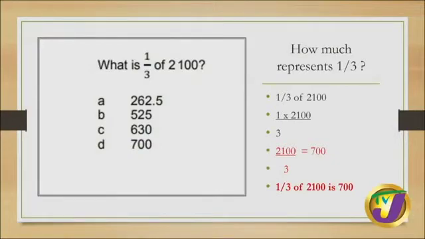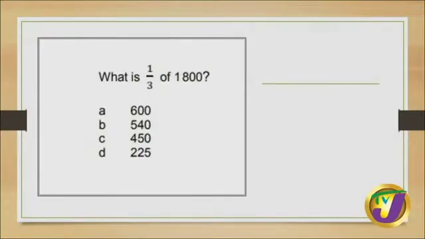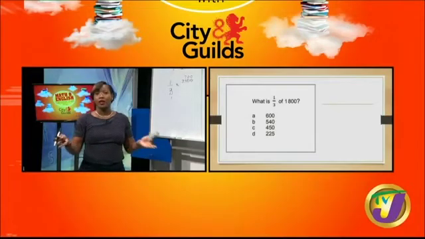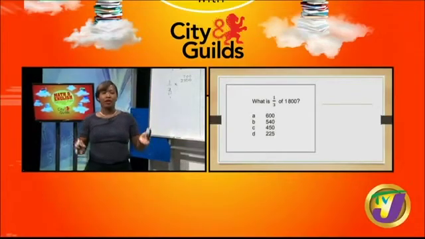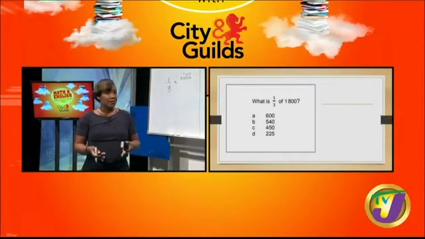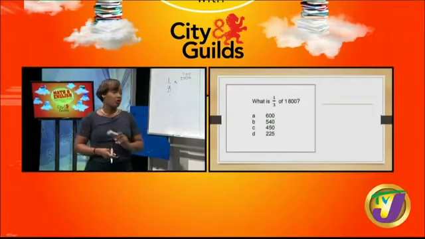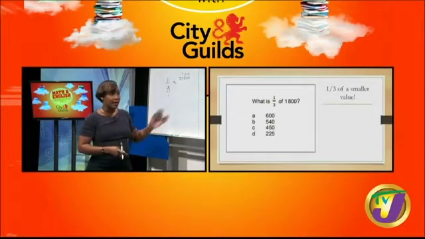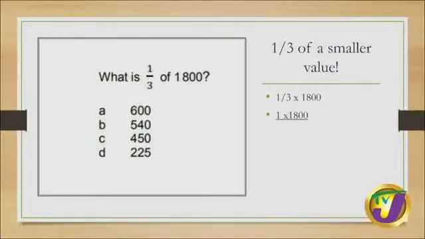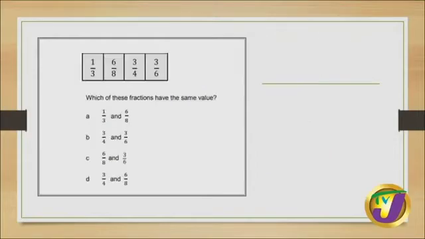Your correct option. All right, so now we have 1/3 of 1,800. What do you think? We just did 1/3 of 2,100. We're doing 1/3 of a smaller value. So that means it should be smaller than 700. Great. So the principle still applies. It's 1/3 of 1,800, and you simplify as best as possible. 3 into 18 goes 6 times. 3 into 0, 0. So it gives you 600. So 1/3 of 1,800 is 600.